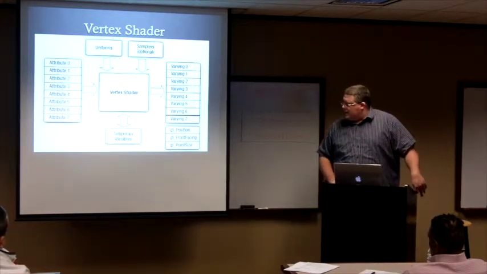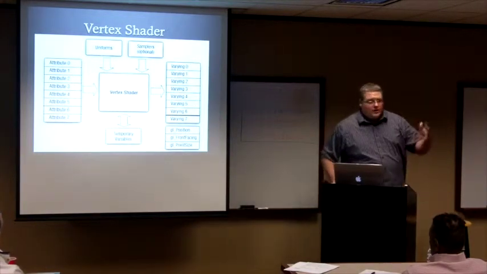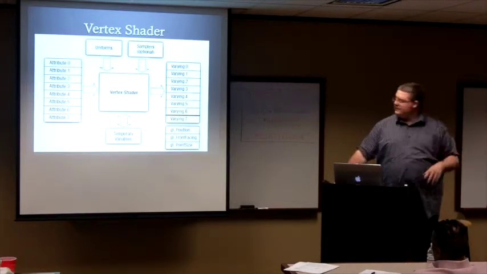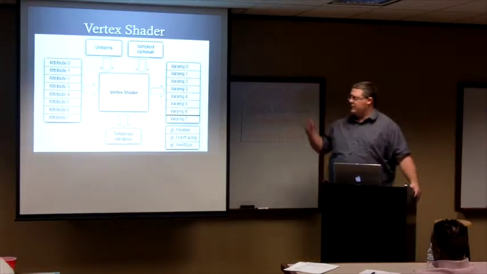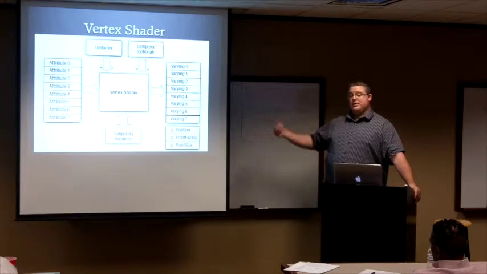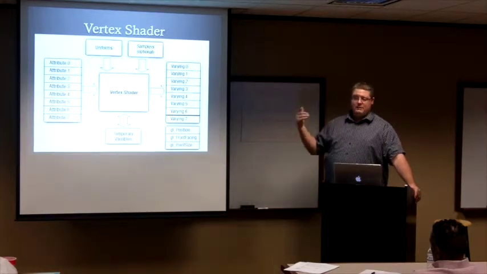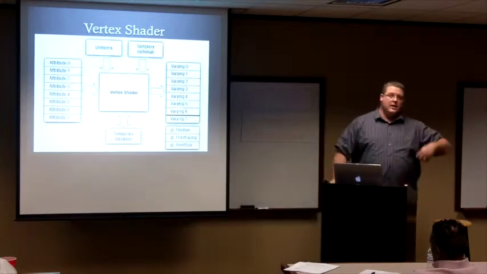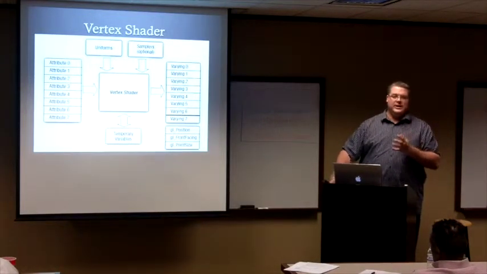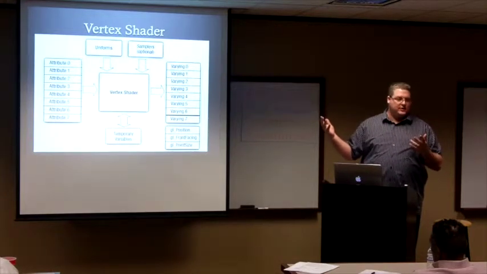Okay. There are temporary variables that you can create. You can pass those between vertex shaders and fragment shaders. The output is what we call varyings. So varyings are outputted from the vertex shader, and those are inputs into the pixel shader. So you can calculate something like the position of the object in view space or the position of the object in world space.